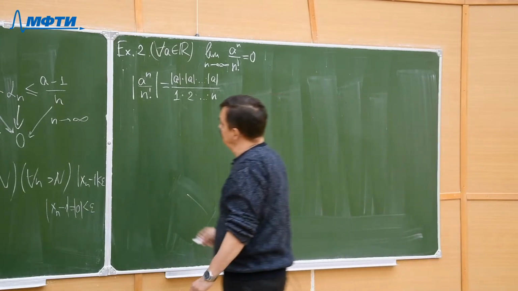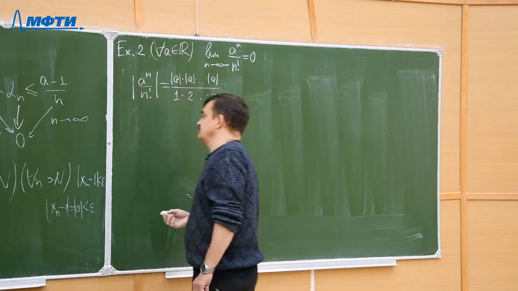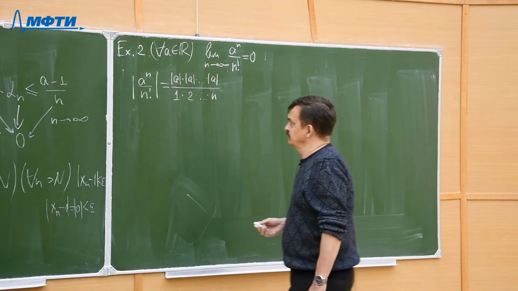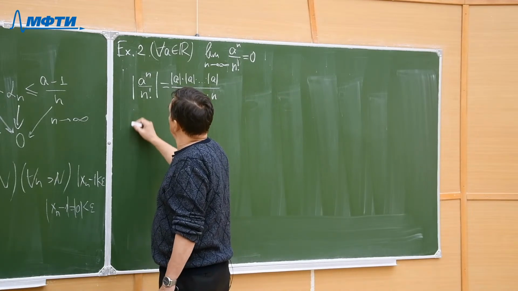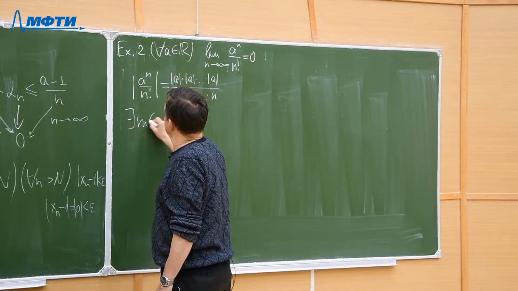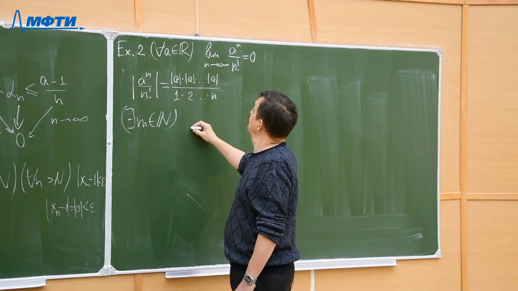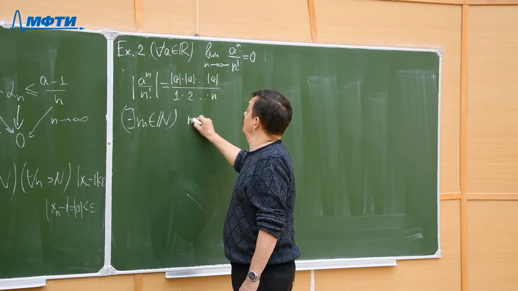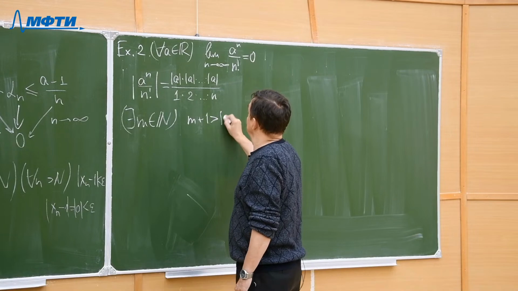Then, by Archimedean property, the set of natural numbers is not bounded, hence modulus a is not an upper bound, so there exists natural m such that m plus 1 is greater than modulus a.